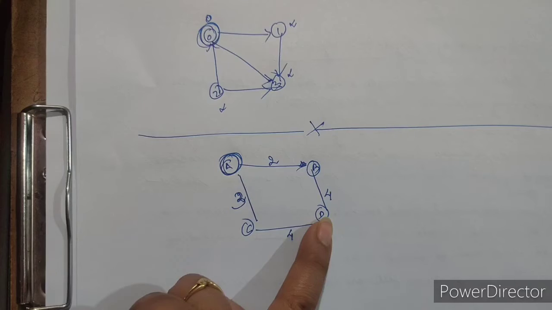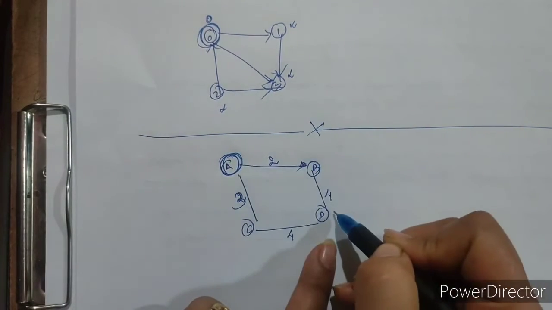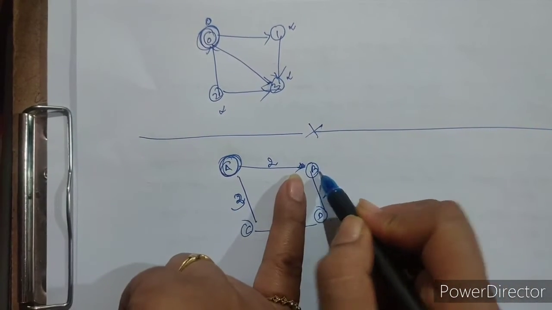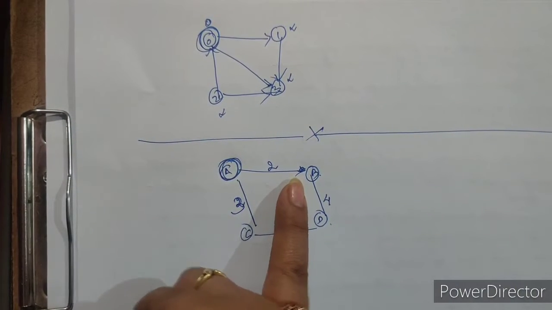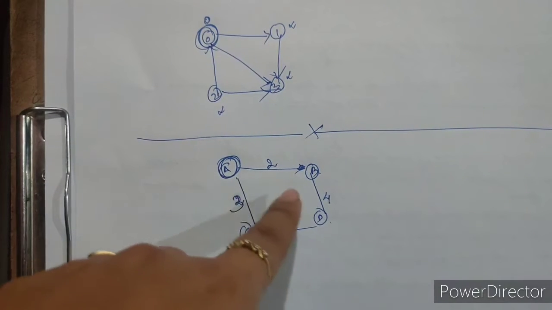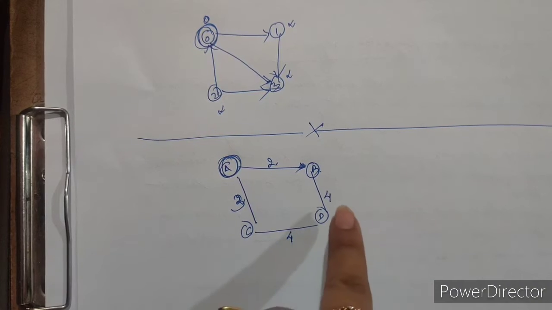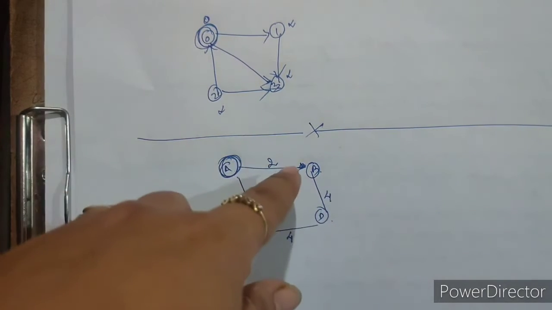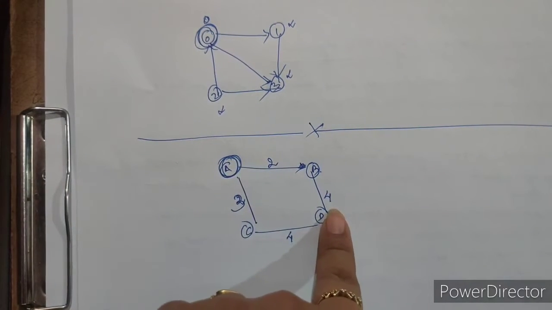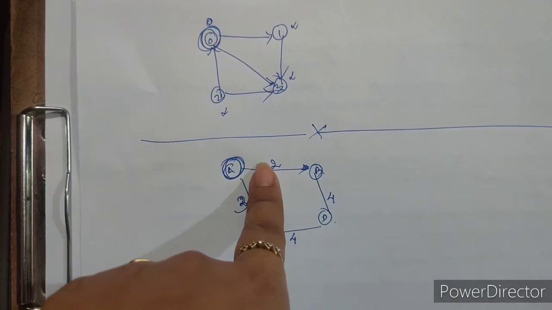there is a direct path from B, but there is not a direct path from A to D. It can go through B only, right? So what we have to do is find the shortest path from B as well as D. If we see the graph, there is a direct path from B only.